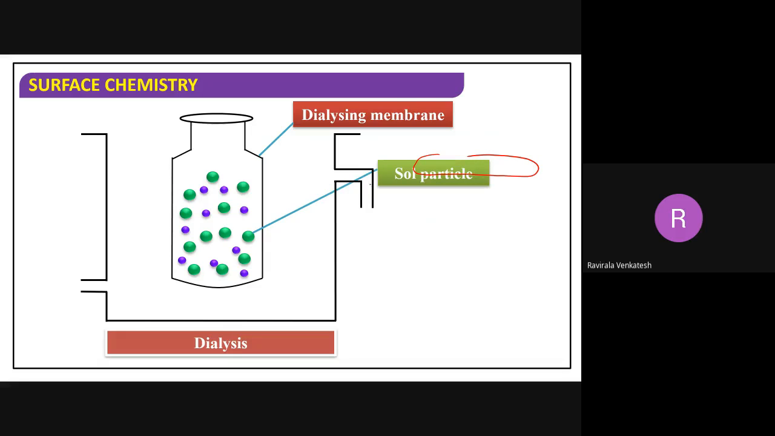Colloidal solution you are having. Now, if you observe what happened, this big green particle, the large particle, is a sol particle, nothing but a colloidal particle, whereas the smaller one is a crystallite. Crystallite means a salt particle, which is of smaller size.